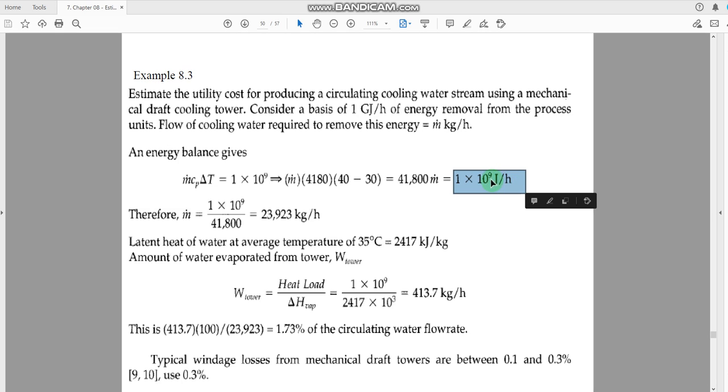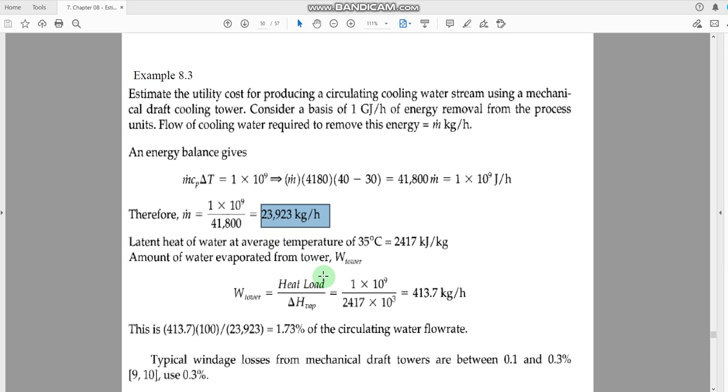Now here you can divide the energy by 41,800 to get the value for this m dot, the mass flow rate into the cooling tower. It comes out to be 23,923 kg per hour.